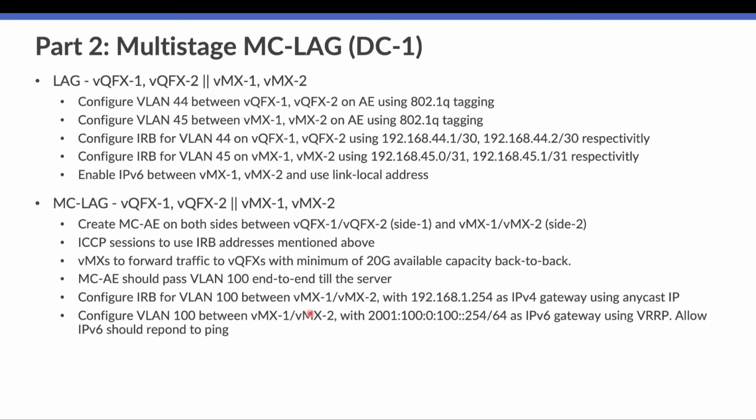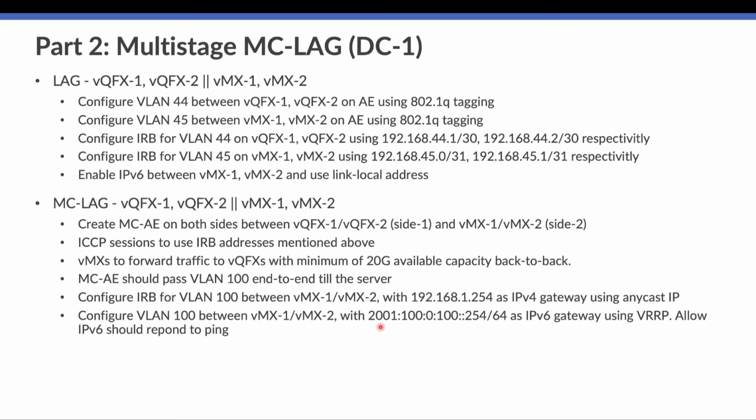So we need to configure VLAN 100 back-to-back in VMX1, VMX2, and configure this IP address 192.168.1.254 as the IP version 4 gateway using Anycast IP. Anycast IP, which means no VRRP is configured, and we will use the same IP and MAC on both sides of the MX routers.